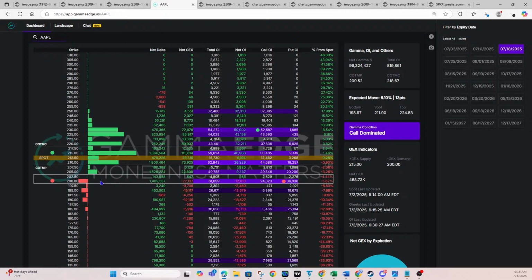Call dominated above and below spot price. Any pullback towards the transition area would be an opportunity to get involved in Apple to the upside. So it looks good, call speculation wise, and to the upside.